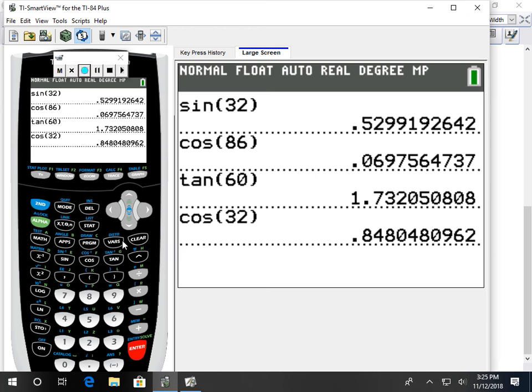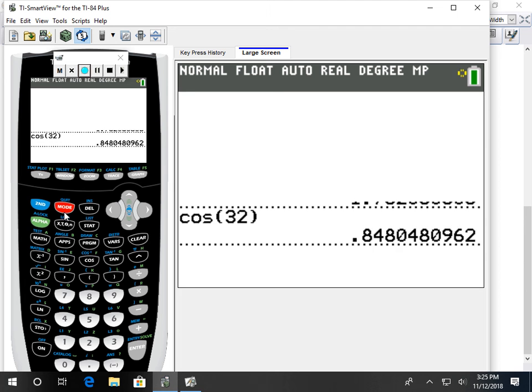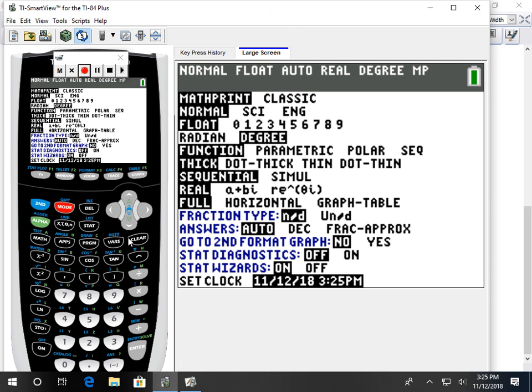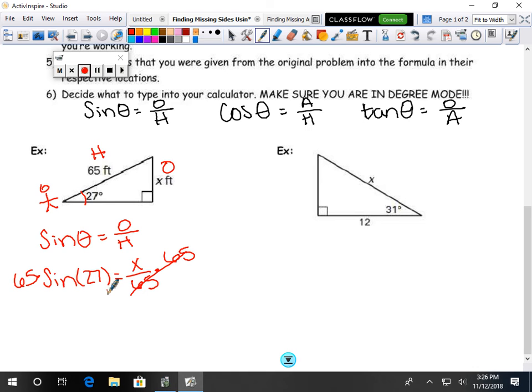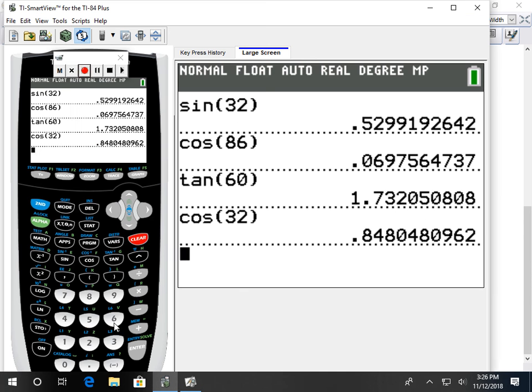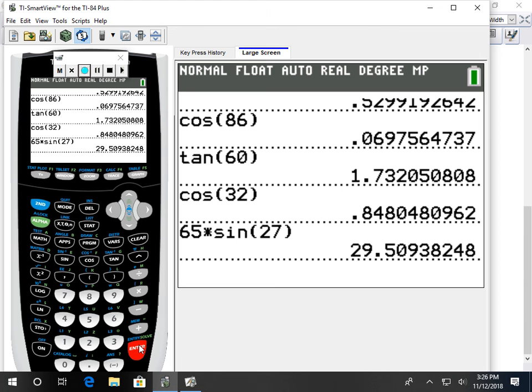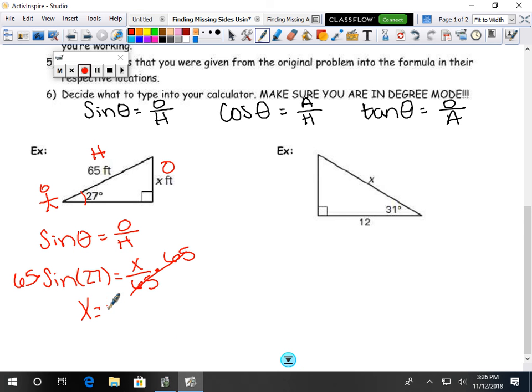And remember, again, we've got to make sure our calculator is in degree mode, which we've done, so we're good there. I'm going to type it in exactly as it shows up here. So 65 times sine of 27 degrees. And again, it's set to degrees, so I just need to type 27 and close off my parentheses. And I get 29.51. So x is equal to 29.51 feet.